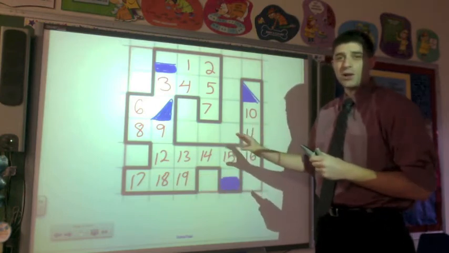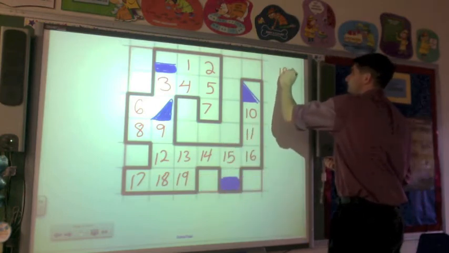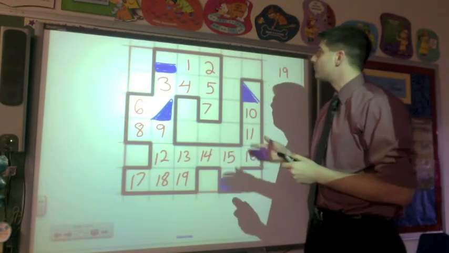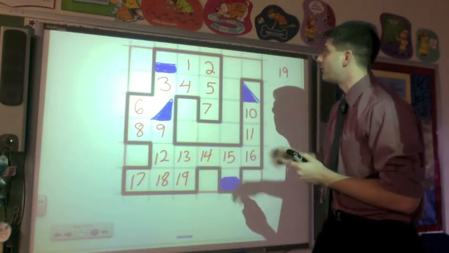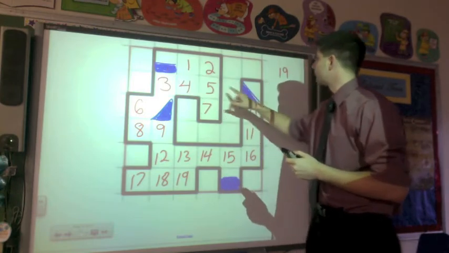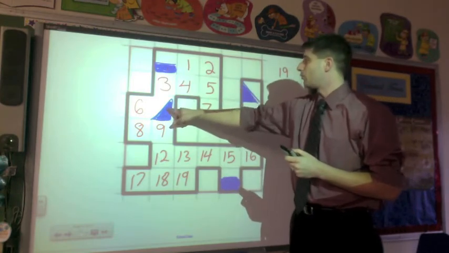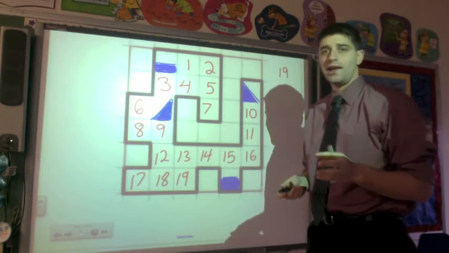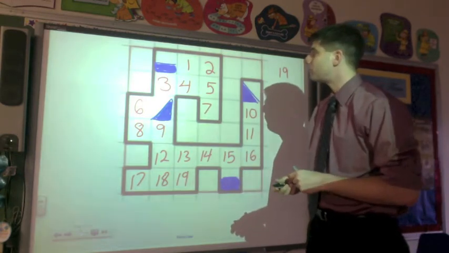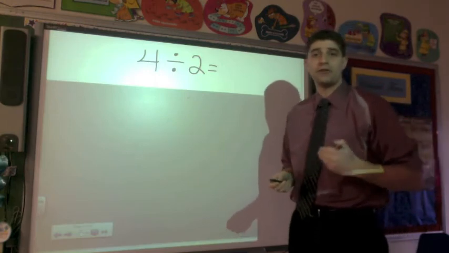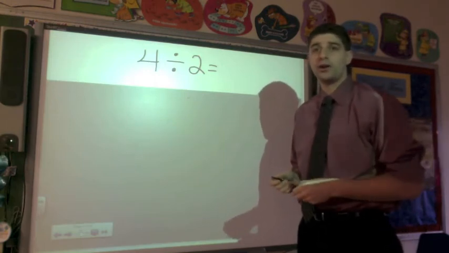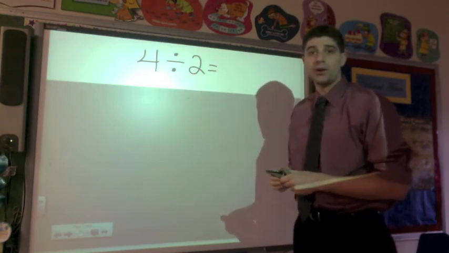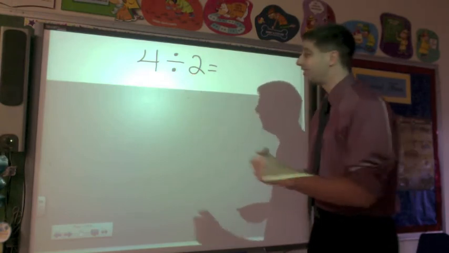So I'm going to keep that number 19 off to the side for now. And I want to count how many partially filled squares I have. I have 1, 2, 3, and 4. That 4 is going to come in handy in the next step. So I'm going to take my 4 partially filled squares and divide it by 2. 4 divided by 2, everyone, is? Yep, you guessed it, it's 2.